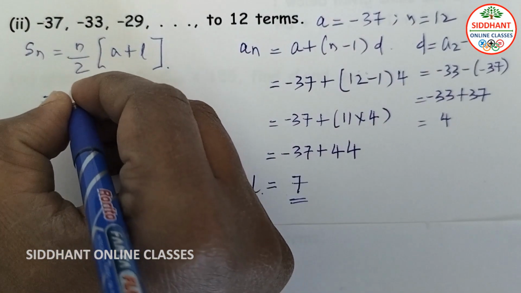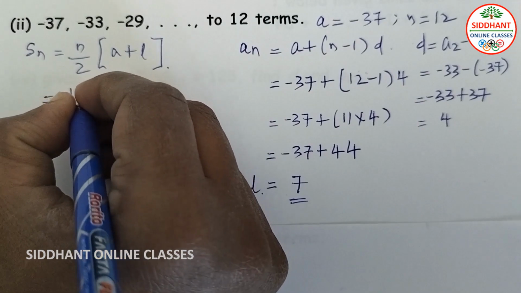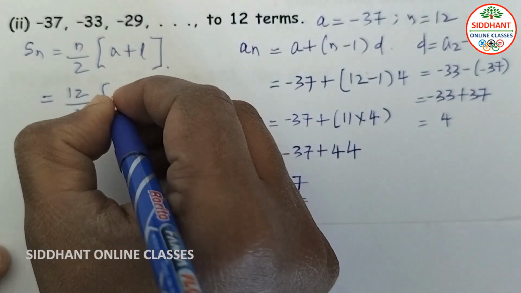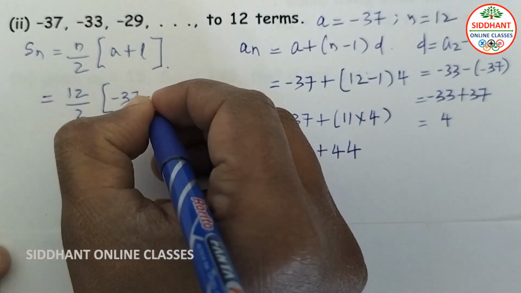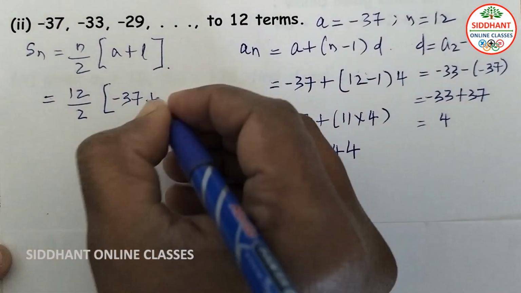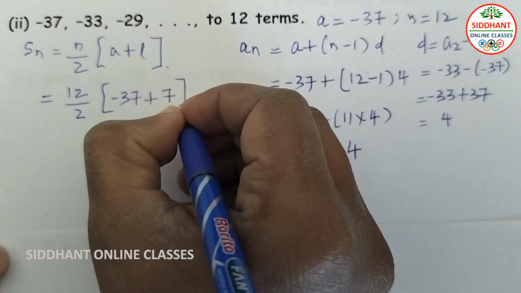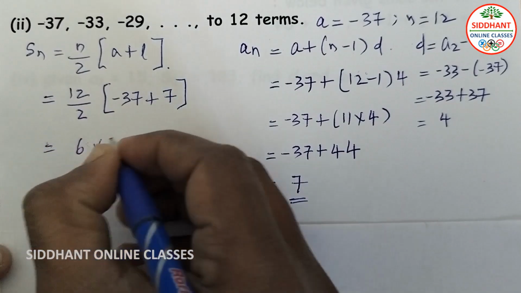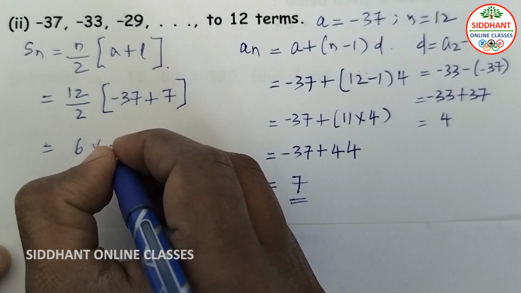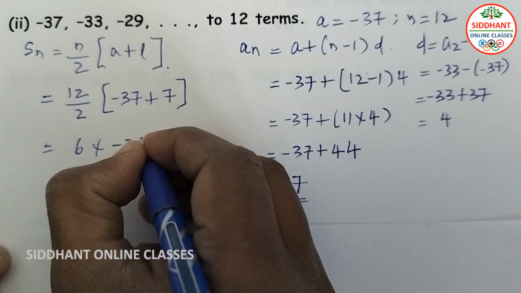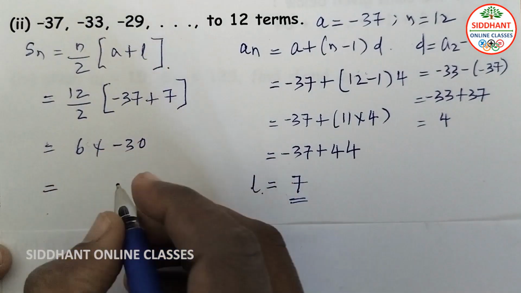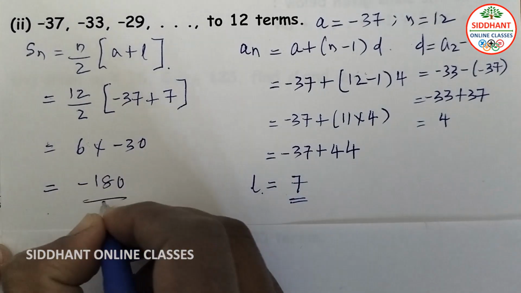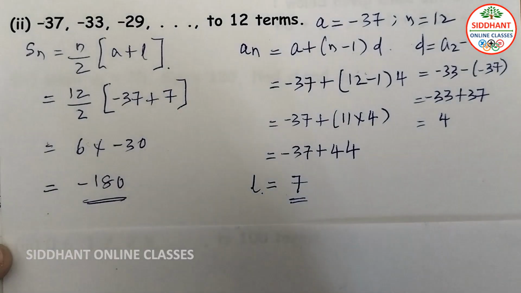n by 2, n is how much? 12 terms. 12 by 2. Now a is the first term, that is minus 37, plus L is the last term, which is 7. So now 12 by 2, which is 6, into minus 37 plus 7, which is minus 30. Now 6 into minus 30 equals minus 180. So the sum is minus 180.